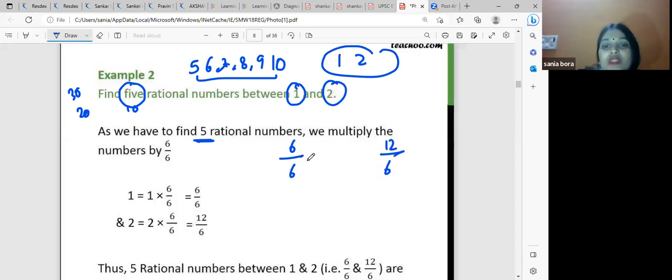Now can you easily find the numbers? Yes, ma'am. 7 upon 6 it is. 8 upon 6 it is. 9 upon 6 it is. 10 upon 6 it is. 11 upon 6 it is, like this. So you can easily do this.